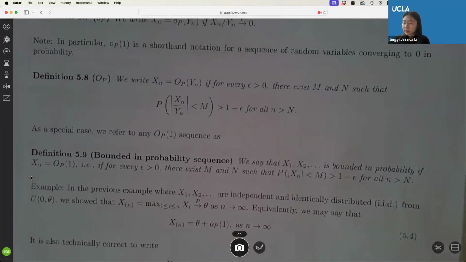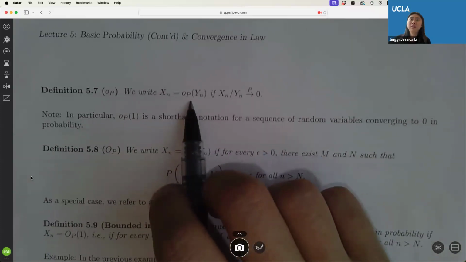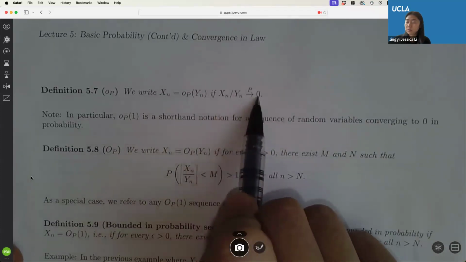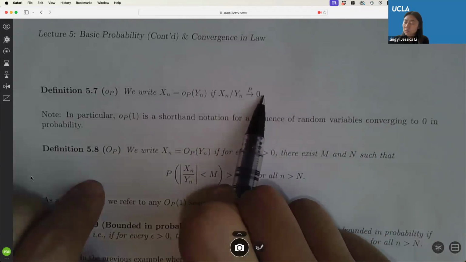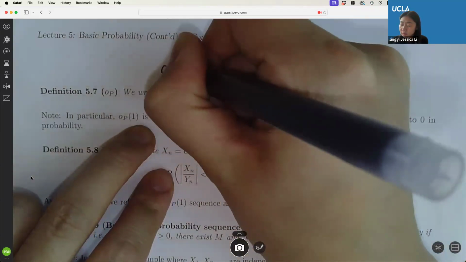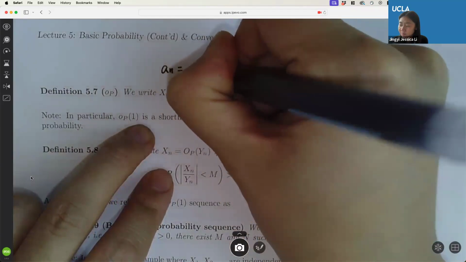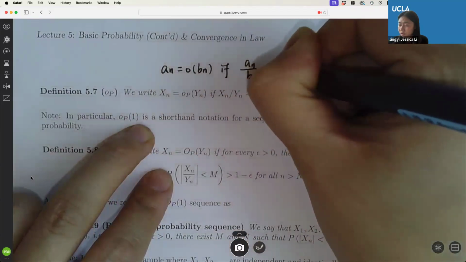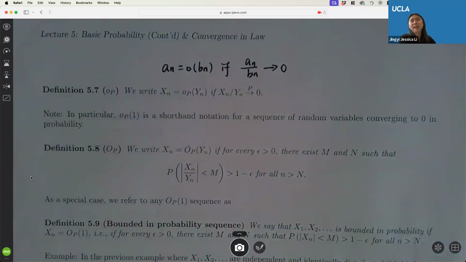So this is it. Now we can write small op. We write Xn is small op of Yn if this ratio goes to 0 in probability. Recall that we write a real number sequence an is small o of bn if an over bn converges to 0. In that case, the convergence doesn't need to specify a mode because it's just real number convergence. Now it's a random sequence, so we need to specify the mode, and it's convergence in probability.